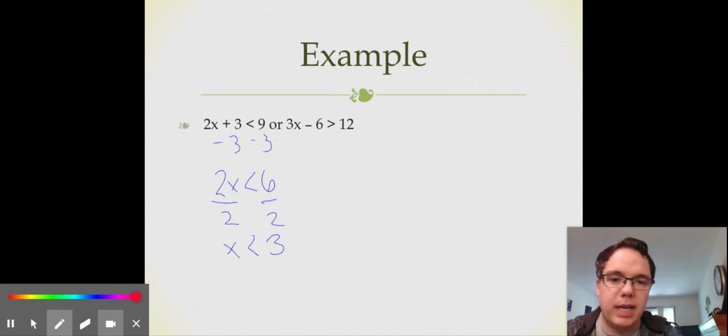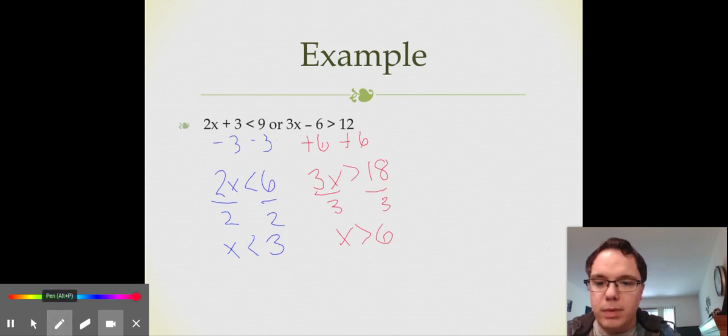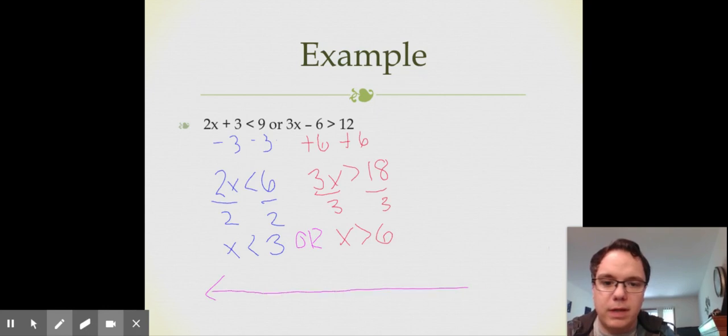So now I'm going to go over to 3x minus 6 is less than 12. The opposite of subtracting 6 is adding 6. So we're going to add 6 to both sides. So you'd get 3x is greater than 18. And then to get the x alone, I'm going to divide by 3 on each side. So I get x is greater than 6. So I have my variable alone and bigger than a number. Now we're going to put the or in the middle, and we're going to graph it all on one graph, making sure we make it big enough that both numbers show up on the graph.